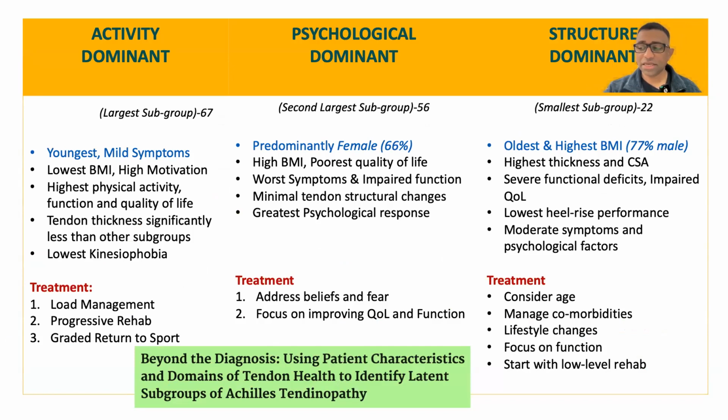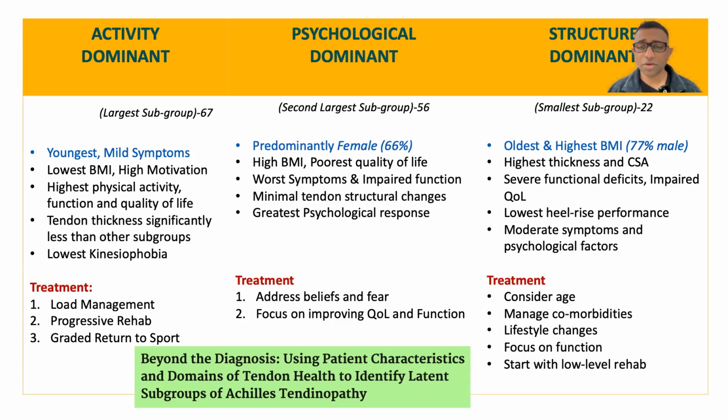Now, the next group which we are seeing here is the psychosocial dominant. They had quite poor quality of life, predominantly high females. The symptoms were quite severe, and there was quite a bit of issue with the psychological element. So obviously, from a treatment point of view, we need to address more of the beliefs and fear.